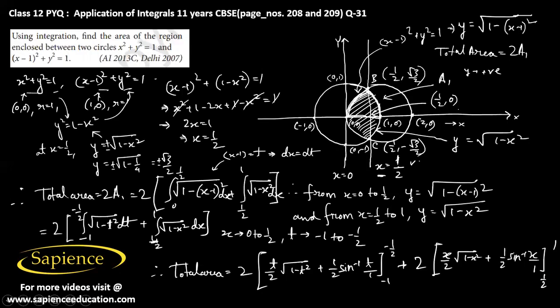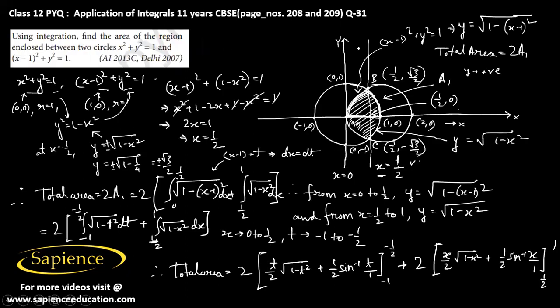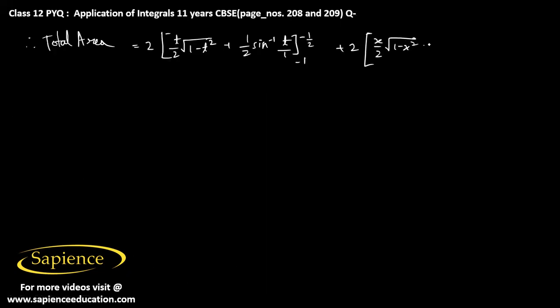So now the total area will be equal to 2 into t by 2 square root of 1 minus t square plus 1 by 2 sine inverse t by 1, going from minus 1 to minus half, plus 2 into x by 2 square root of 1 minus x square plus 1 by 2 sine inverse x by 1, going from half to 1.